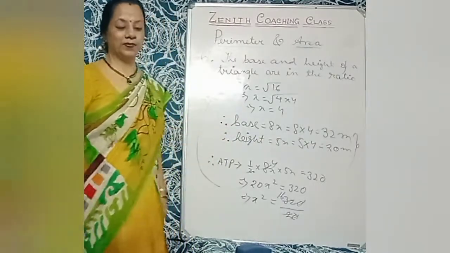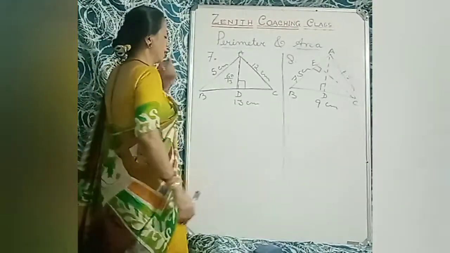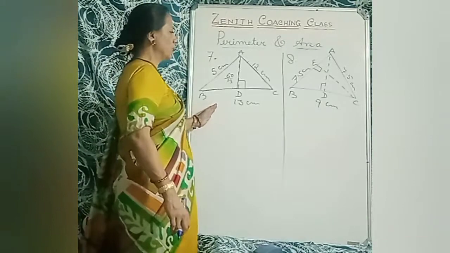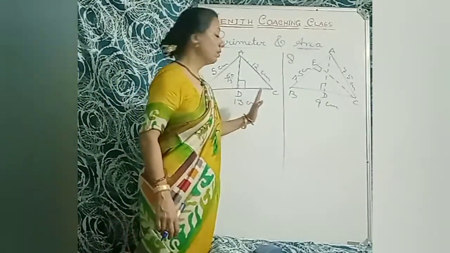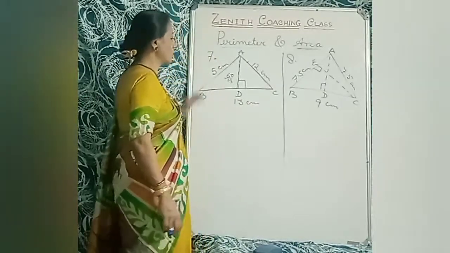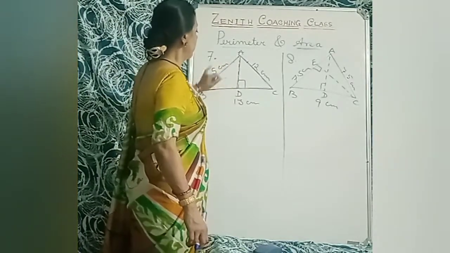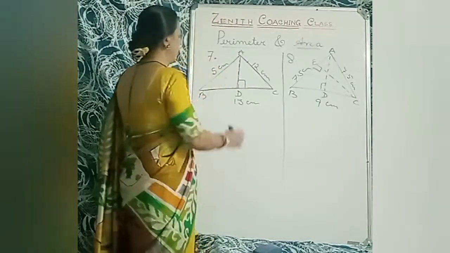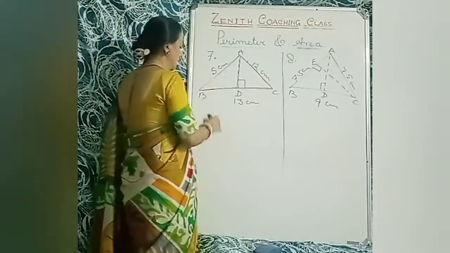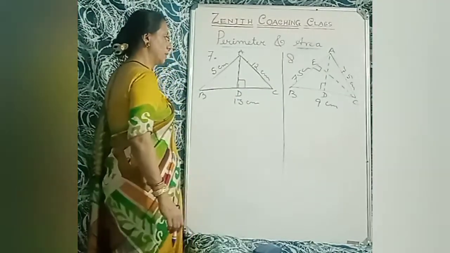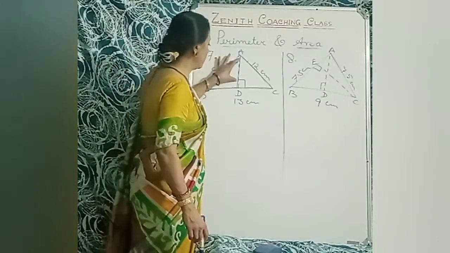I'll go to the next sum. Children, come to the next sum. There are two sums here. Both have diagrams, and don't think these are tough sums. First of all, question number 7. Here is a triangle ABC, and AB equals 5 centimeter, AC equals 12 centimeter, and BC equals 13 centimeter. You have to find out the area, and you have to find out AD.